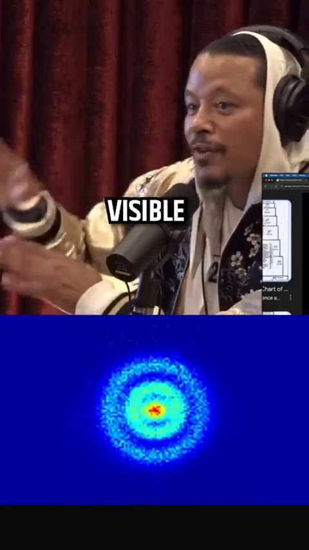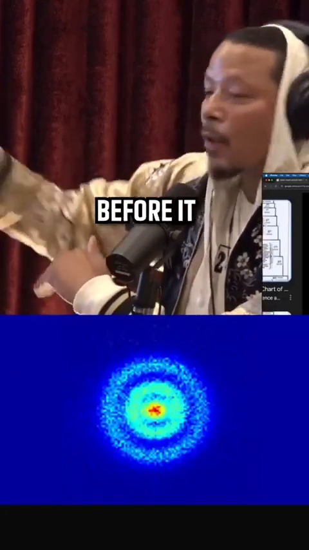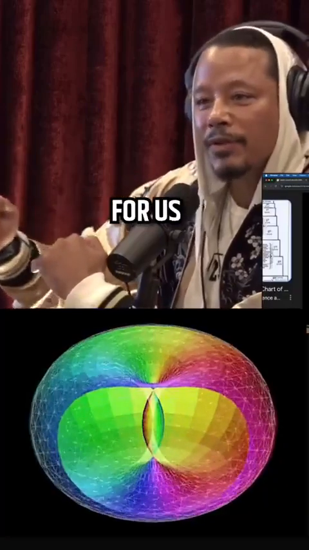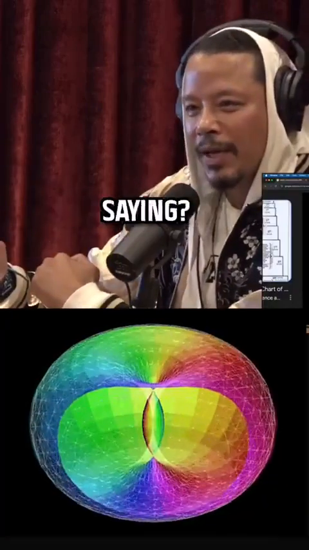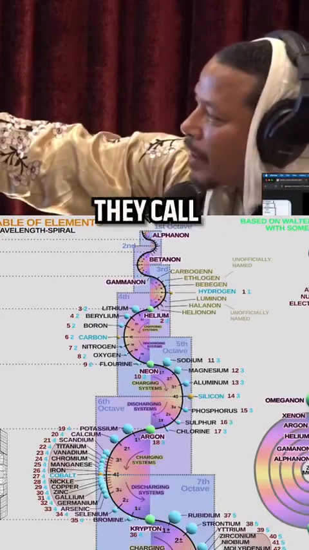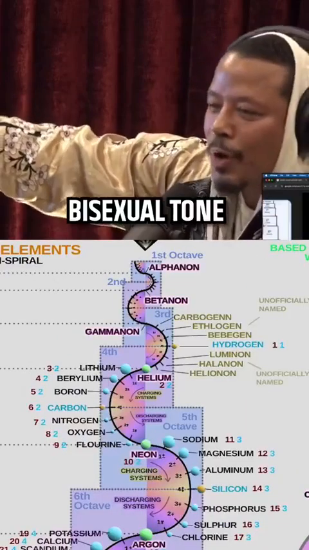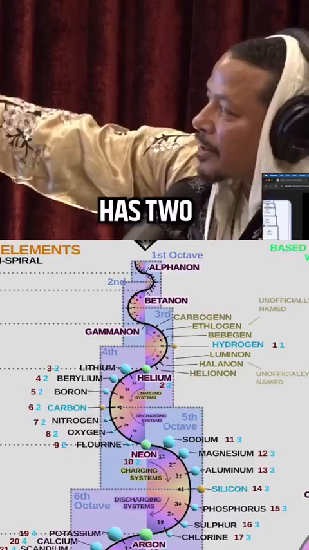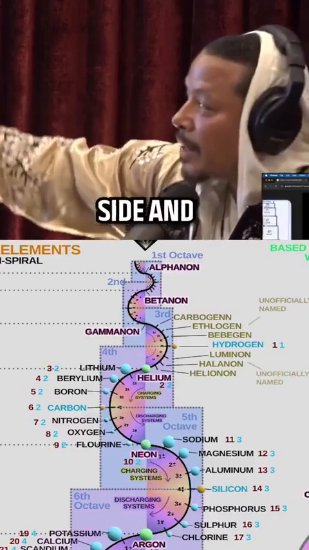Now the problem is the first thing that we're able to perceive is hydrogen. That's the first visible element, because before it is too dense for us to perceive. You understand what I'm saying? As you reach into the next octave, the carbon octave, they call that a bisexual tone, because carbon has two tones to it. It has a negative side and a positive side.